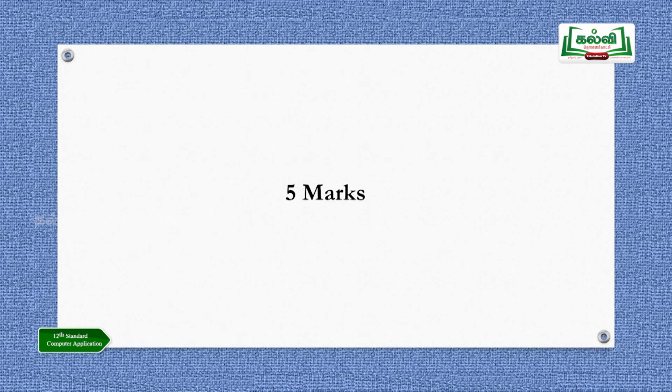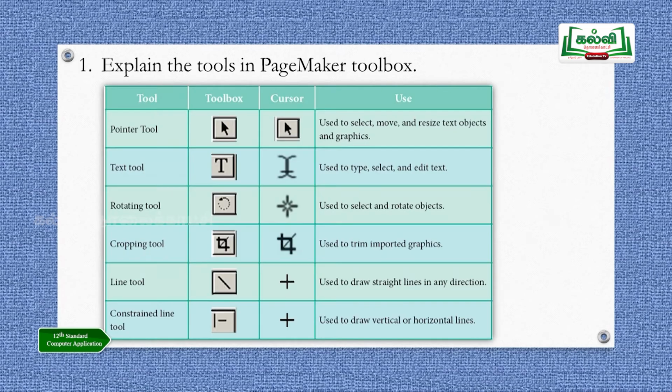We move on to the 5-mark question. First 5-mark question: Explain the tools in the PageMaker toolbox. The complete chart is given in your book. What are the tools available in PageMaker?